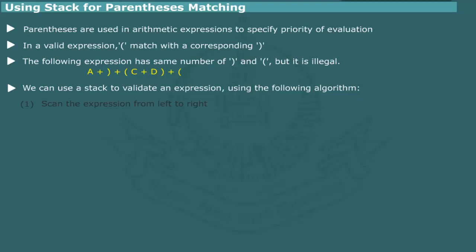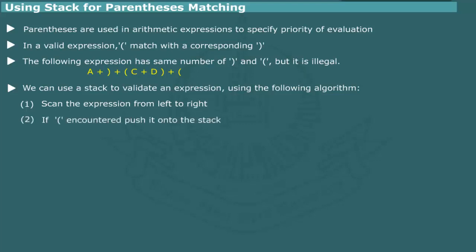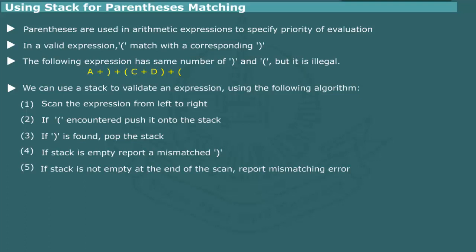Number 1. Scan the expression from left to right. Number 2. If a left parenthesis is encountered, push it onto the stack. Number 3. When a right parenthesis is found, pop the stack. If stack is empty, report a mismatched right parenthesis. Otherwise, pop the stack and discard popped left parenthesis. Number 4. At the end of scan, if stack is not empty, report an error.